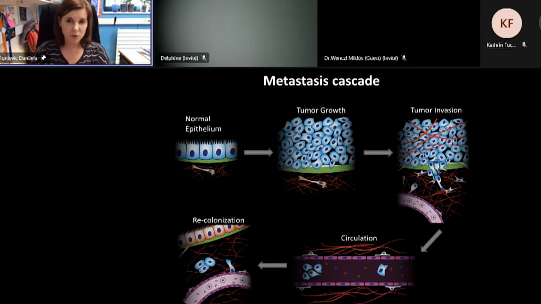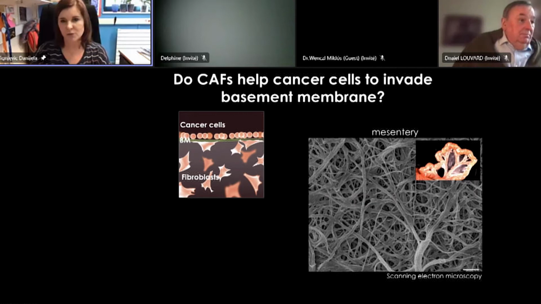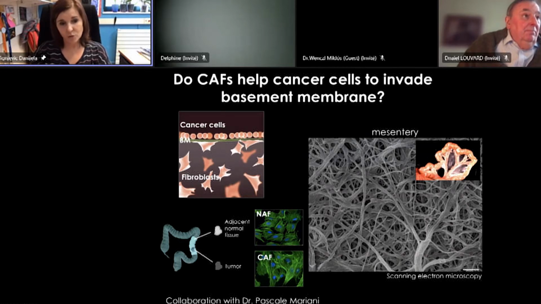In order to ask whether fibroblasts help cancer cells to overcome this first barrier, we made an in vitro system where we can culture cancer cells on top of the native basement membrane that we isolate from the mouse mesentery, which we strip of mesothelial cells. We end up with only the extracellular matrix, on which on one side we put cancer cells, and on the other side we put fibroblasts that are isolated from tumors of colorectal cancer patients, and those will be CAFs, or from the same patient as a control, we also isolate normal fibroblasts, and we call them NAFs.